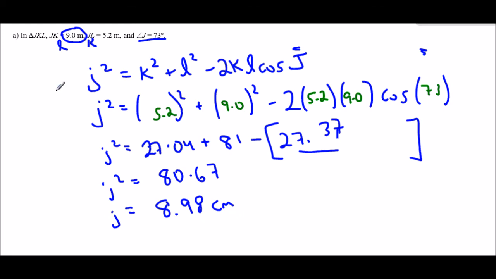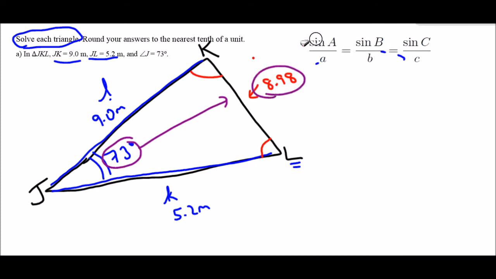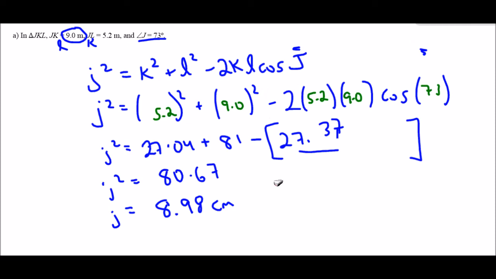So now, if we go back to our triangle, now I know that this side is 8.98, and what that means is that I now have a complete pair of an angle and its corresponding side, which means now I can use the sine law. So the sine law is back in play because I have a complete set of vertex with its angle. So let's go ahead and finish the math here.